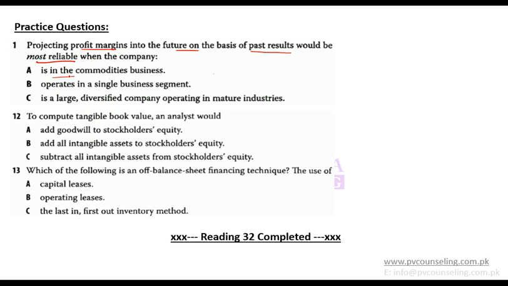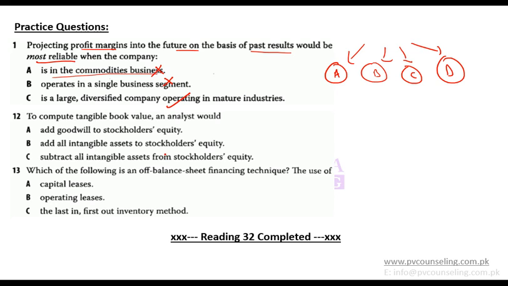If the company is in the commodities business, commodity prices continue to change. So maybe the prices in the past will not be the prices in the future, and profitability will be different. If it operates in a single business segment, let's say A, and anything changes in A in the future, then overall profitability will change. But if it is a diversified company operating in A, B, C, D, then if anything changes in D, the overall impact on profitability wouldn't be that significant. Why? Because the others may stay constant. So C is the best answer.